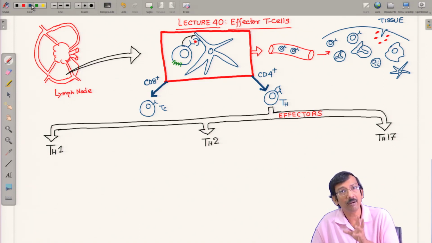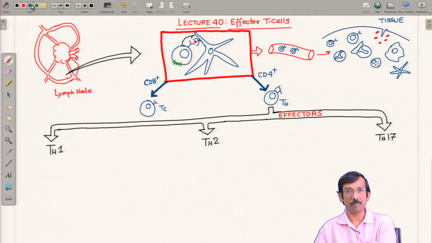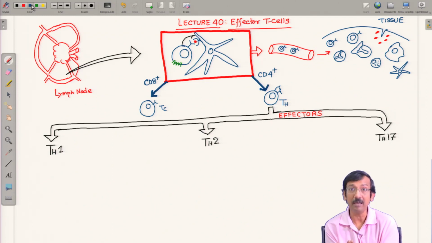So, they are helpful cells, they help other cells in many ways. They also help the cells of the innate system, and that is why they are known as the effector cells. That means the effector T cells, they are the T cell effectors. Now, how these cells of the adaptive system become effector T cells, that is a big thing.